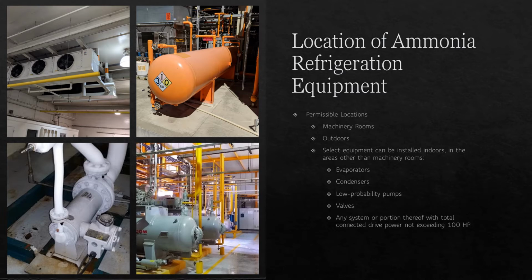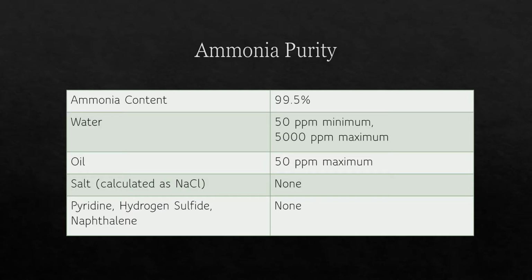Section 7.1 addresses the permissible locations to install ammonia refrigeration equipment. Like Standard 2, Standard 9 expects that refrigeration machinery will be installed inside a machinery room. However, Standard 9 allows for several exceptions. First, equipment may be installed outdoors. Second, select equipment may be installed in other than machinery rooms. Examples of such equipment are evaporators, condensers, low probability pumps, valves, and any ammonia refrigeration system or portions thereof with a total connected compressor drive power not exceeding 100 horsepower.